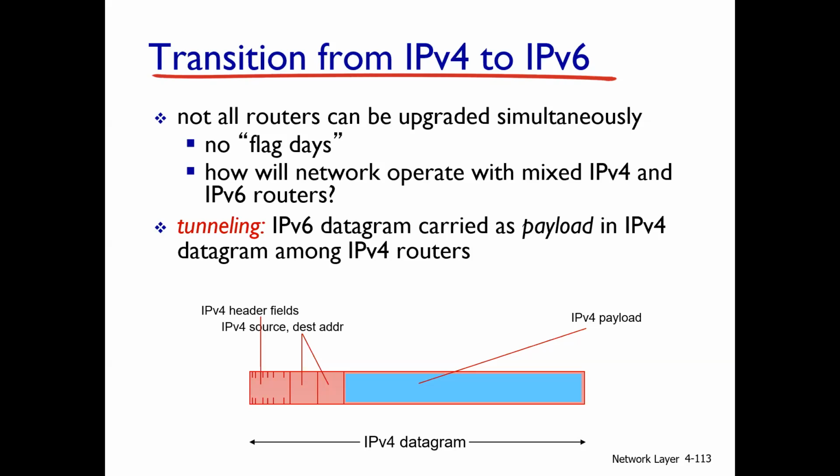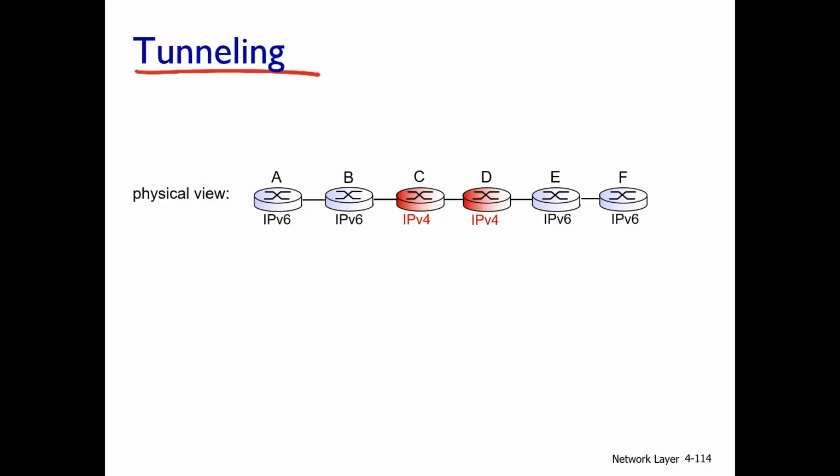So what will happen is that routers will operate with both IPv4 and v6, that they call dual stacked, और फिर आप tunneling करेंगे, which means that an IPv6 datagram is carried as a payload in an IPv4 datagram, and we'll talk about this in the next lecture.